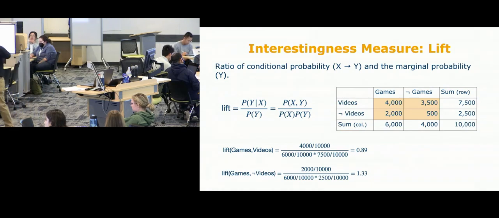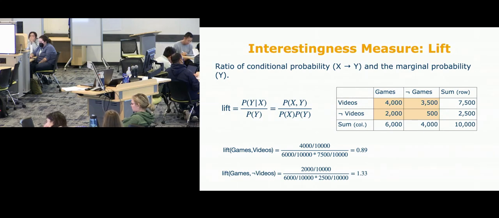So the top is just the confidence, and we divide by the probability of y. And we could use Bayes' rule to factorize this conditional probability into the joint probability P of x comma y divided by P of x, and then P of y is already there. So the lift is the joint probability P of x comma y divided by the marginal probability P of x and the marginal probability of y, P of y.